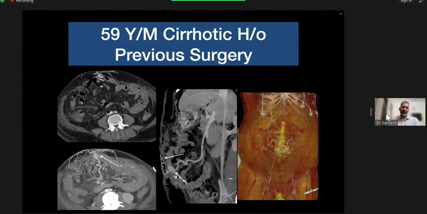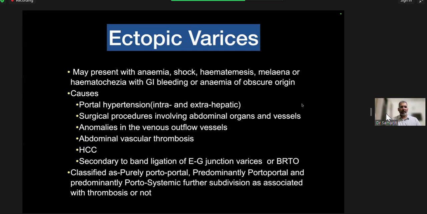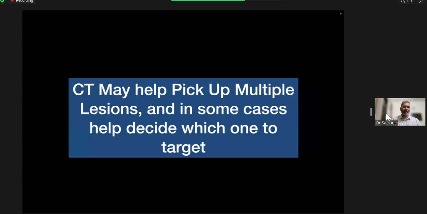And you can have this in any case. You can have them in the duodenum. Even rectal varices are supposed to be ectopic, but they develop in very interesting places in patients who have had surgeries. So, even if you have a patient who has a hepaticojejunostomy, for example, and has portal hypertension, you can get ectopic varices in the region of the hepaticojejunostomy. So, wherever you have a surgery. Right. Let's move on from that.